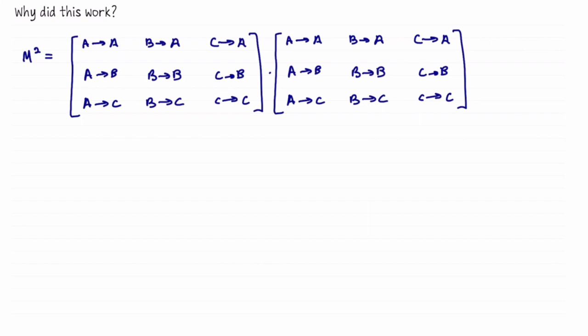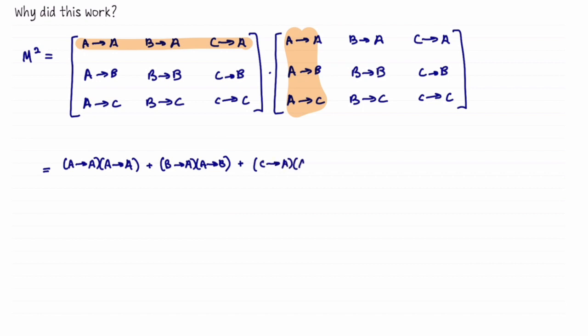Okay, the first entry in the column of this product is going to come from taking the product of this row with this column. So that's going to be A to A to A. So that's the product of the first entries. And then from B to A to B. So we add to it B to A to B. And then add to that C to A to C.